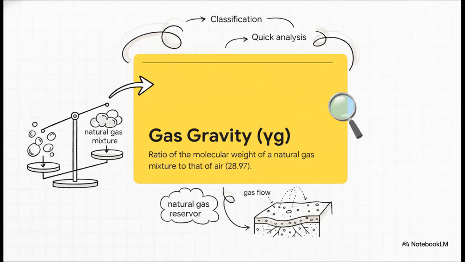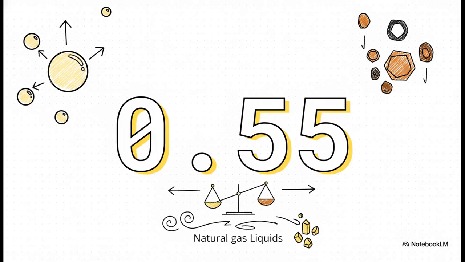So how do we quickly classify these different mixtures? Well, the most vital property engineers use is called gas gravity. It's a really simple, elegant ratio. It basically compares how heavy our natural gas mixture is relative to the standard air we breathe, which, if you recall, has a molecular weight of roughly 28.97. To put that into perspective, pure methane has a gravity of exactly 0.55, so it's incredibly light.